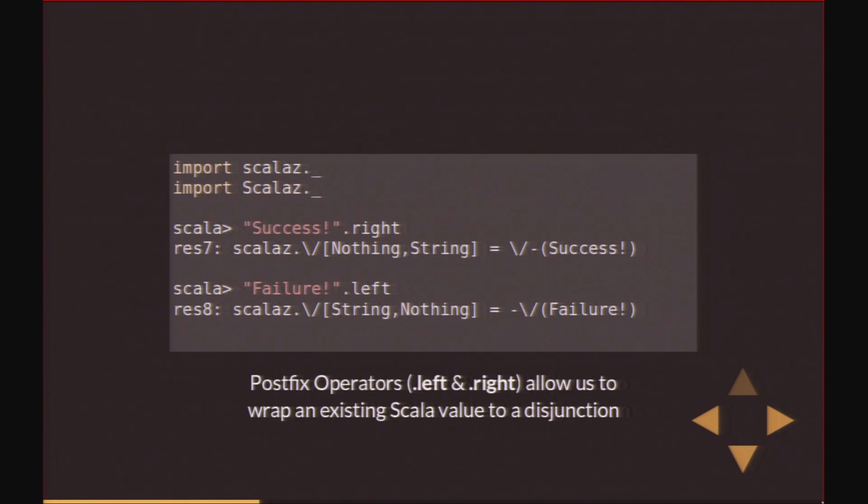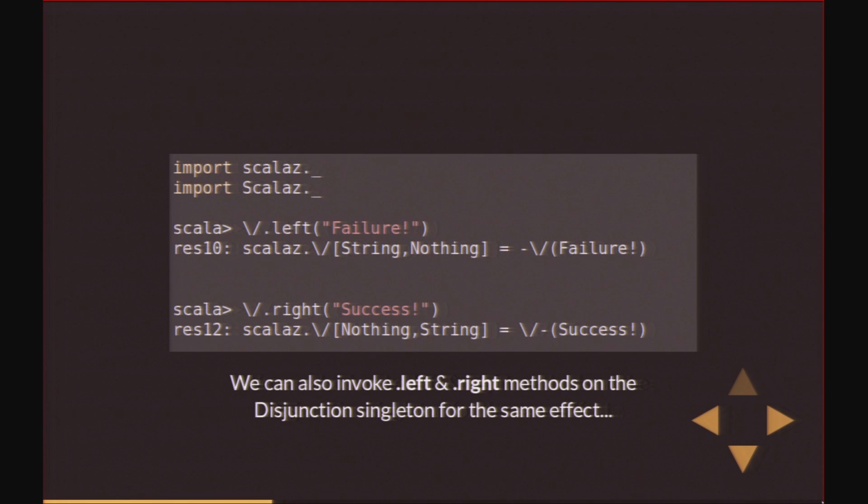So we have postfix operators. We can call .right and .left, which will return to us a right or a left based on whatever object we call it on. It will wrap the object in a disjunction. We also have explicit left and right methods on the singleton for disjunction. So you can say disjunction.left, disjunction.right, and get back an explicit instance of that.